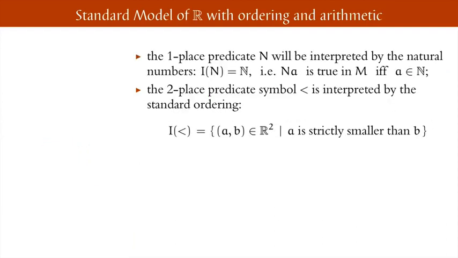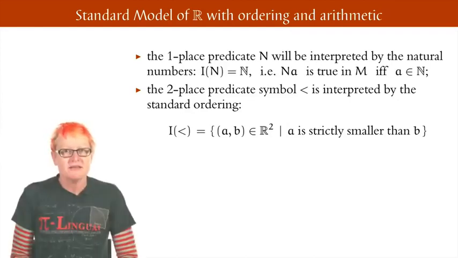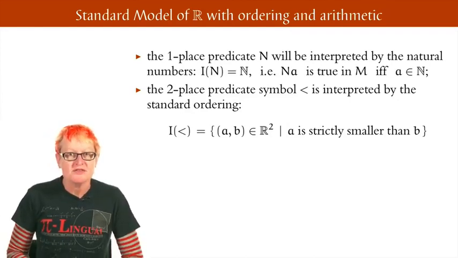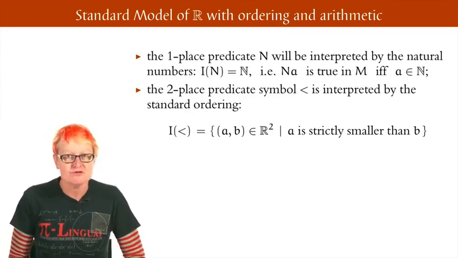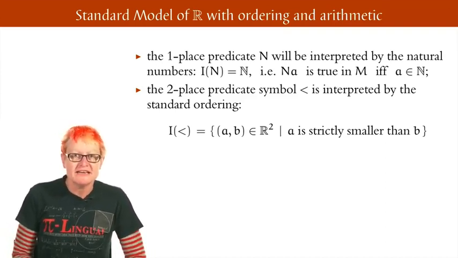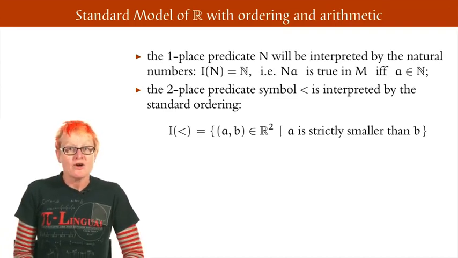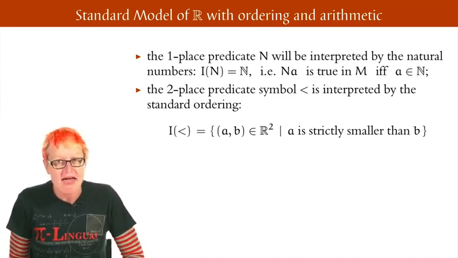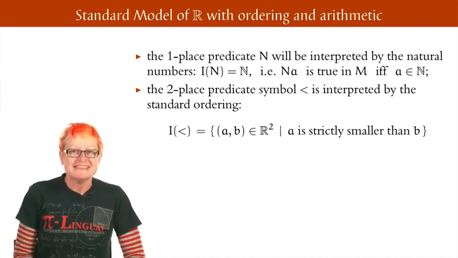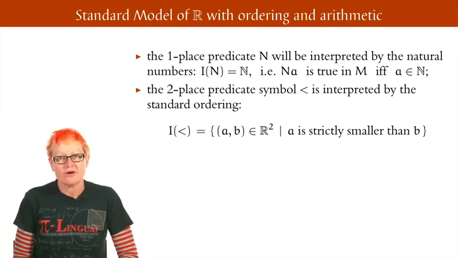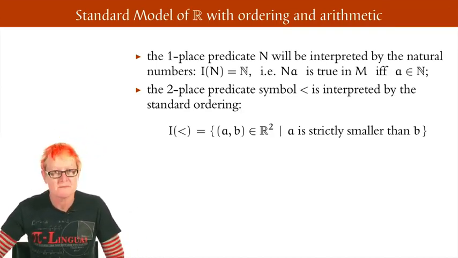The one-place predicate symbol N will be interpreted by the set of natural numbers, so that the atomic formula Na is true in this standard model if and only if a is a member of the set of natural numbers. The two-place predicate symbol less than is interpreted by the standard strictly smaller than ordering on the real numbers.